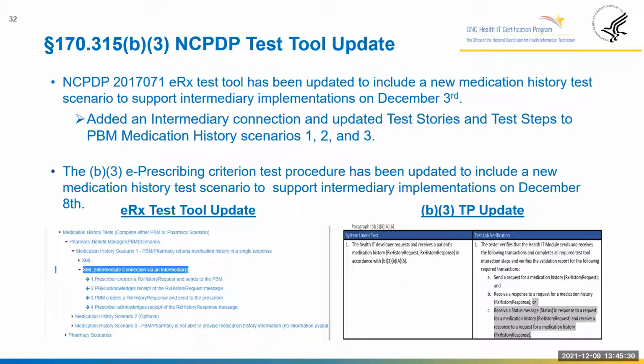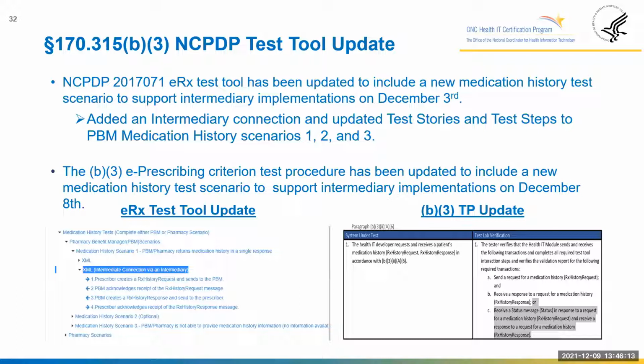Another thing we would like to share with you today is that ERX test 2 has just been updated to include a new medication history test scenario to support intermediary implementations on December 3rd. We added an intermediary connection and updated test stories and test steps to Pharmacy Benefit Manager PBM medication history scenarios 1, 2, and 3. As you may know, the original scenario flow is the prescriber creates an Rx history request and sends it to PBM, and then PBM creates an Rx history response and sends back to the prescriber.